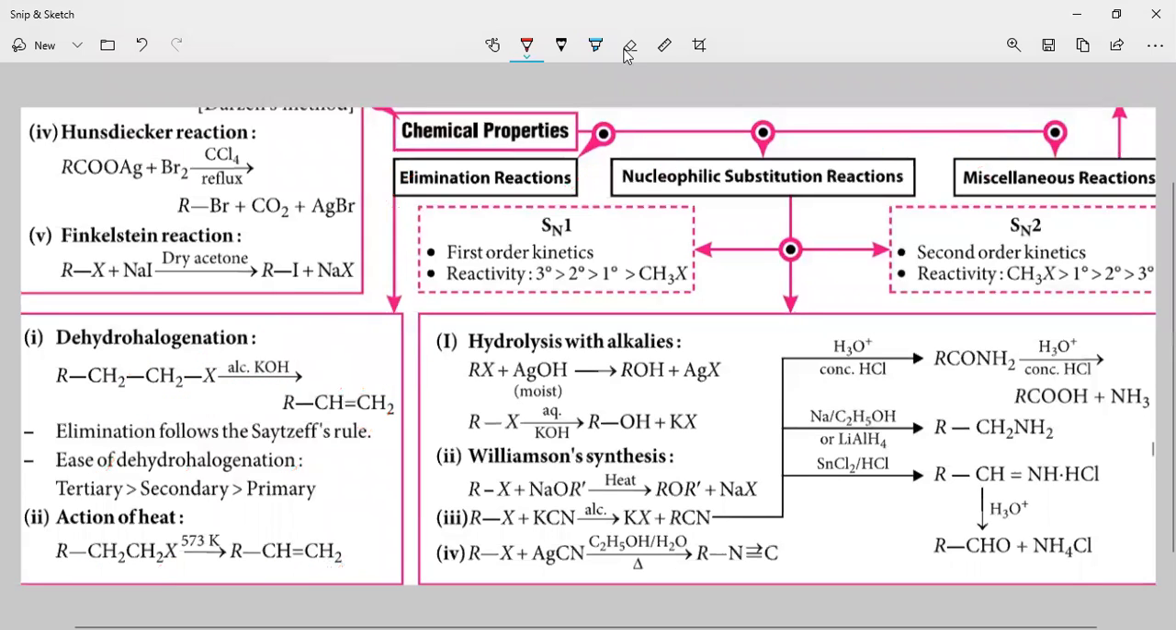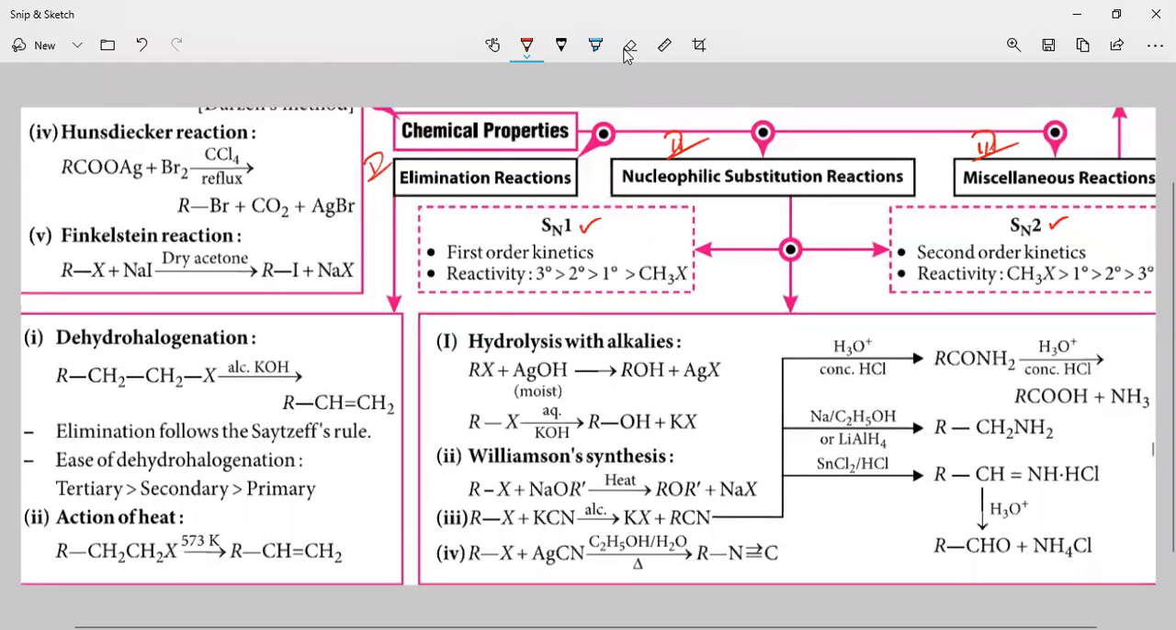So it is of two types. One is SN1 reaction, the other is SN2 type of reaction. Elimination is the first type of reaction, nucleophilic is the second type, and special type of reaction, miscellaneous, is the third type. SN1 type of reaction is what we call first order kinetics. It will follow first order kinetics.